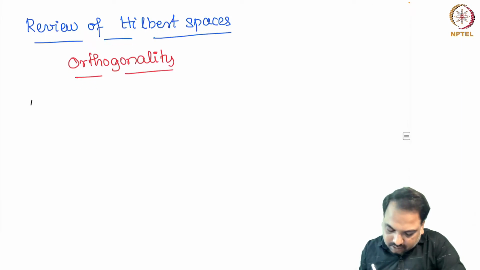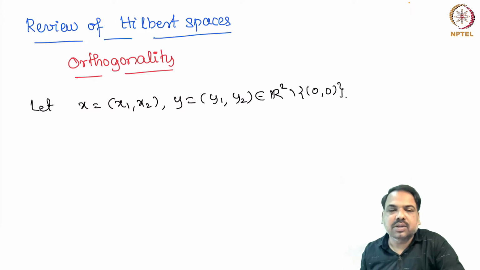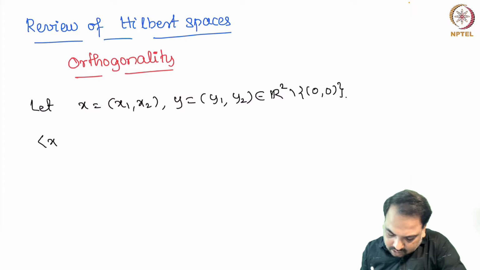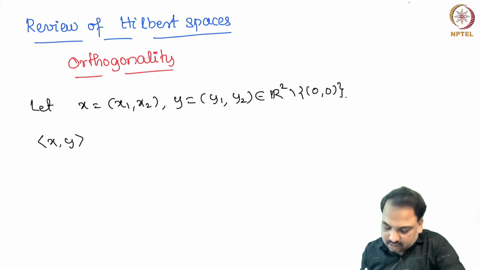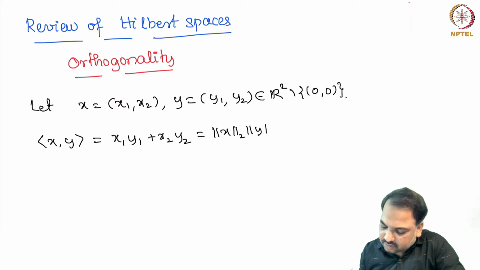Let us take x equal to (x1, x2), y equal to (y1, y2) in R2 minus {0}, two non-zero vectors. We know that the scalar product of x and y, or the dot product of x and y, is nothing but x1 y1 plus x2 y2, and that is nothing but the Euclidean norm of x multiplied by the Euclidean norm of y multiplied by cosine theta, where theta is between 0 and 2 pi.